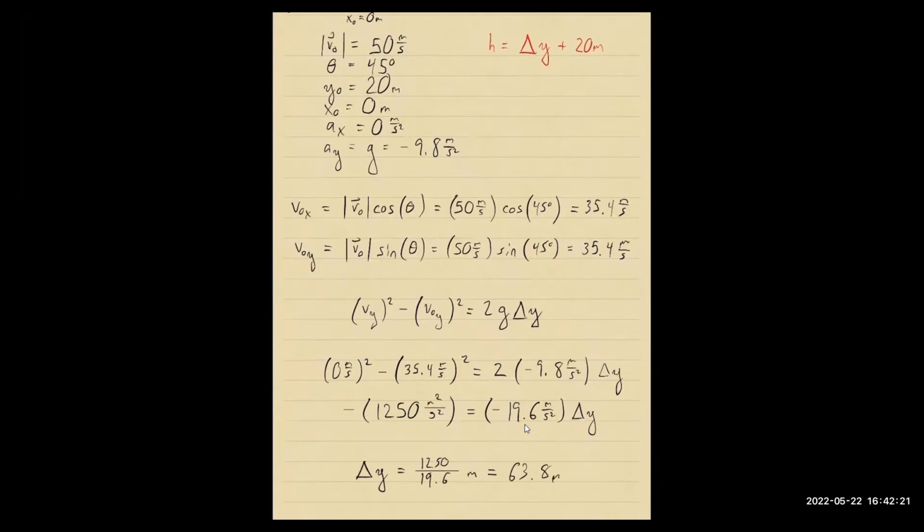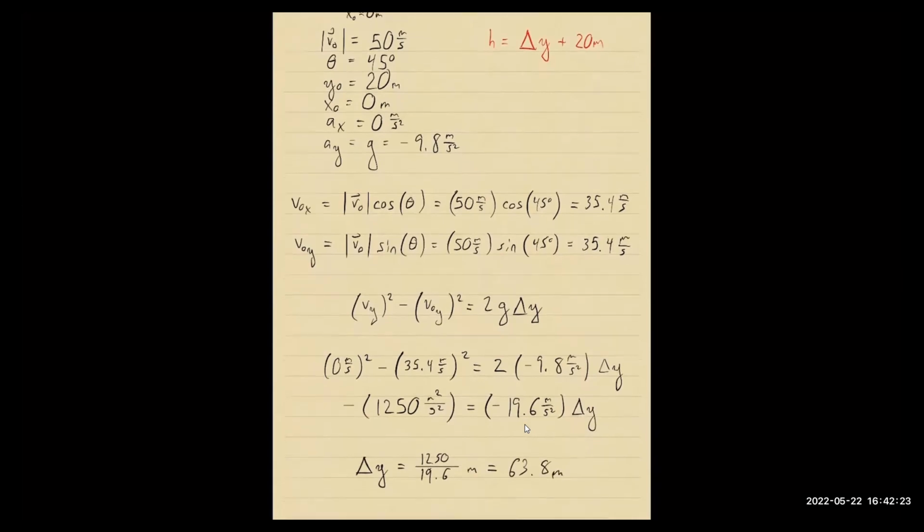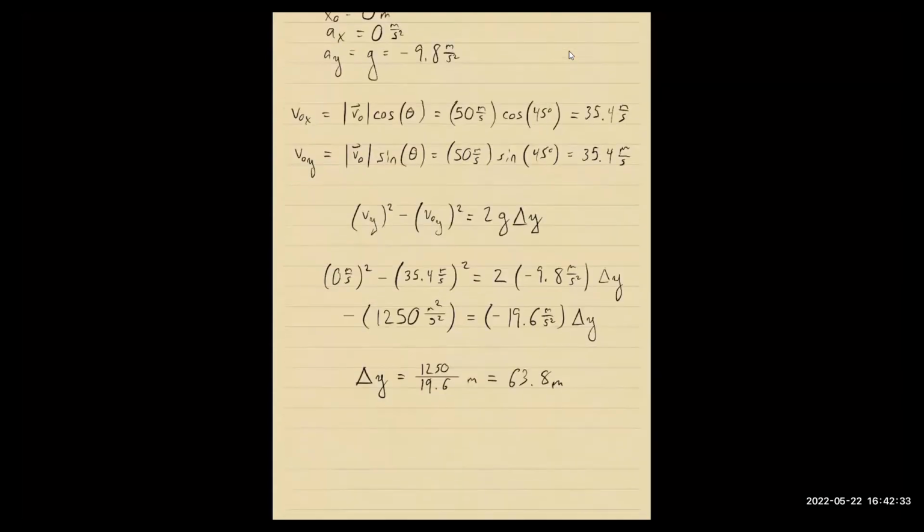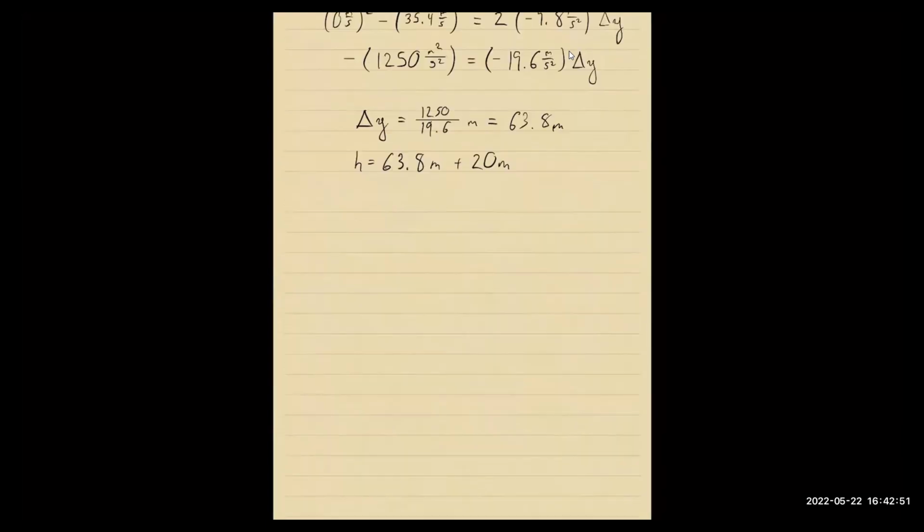63.8 meters. And so our final height now is this displacement in the y direction at max height, which is 63.8, plus 20 meters. So our max height above the ground is 63.8 meters, plus the initial height of the building, which is 20 meters. So this gives us a max height above the ground for the trajectory of this ball of 83.8 meters.